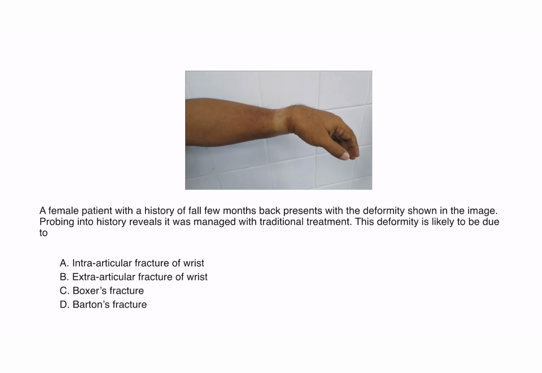A female with a history of fall a few months back presents with the deformity shown in the image. Probing into the history reveals that it was managed with a traditional treatment. So it shows it is a malunited fracture, right? Traditional treatment, and a female patient a few months back, it's a malunited fracture presenting with the deformity shown in the image. So what is this deformity? This deformity is called the dinner fork deformity. You all know that, right?